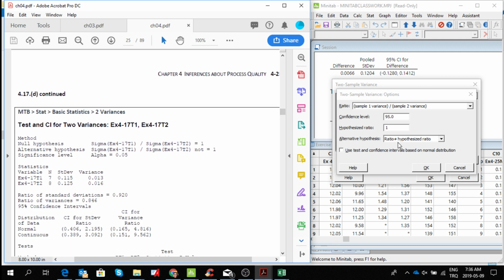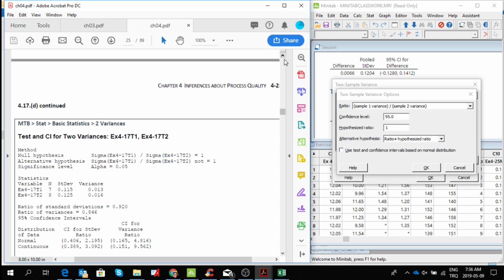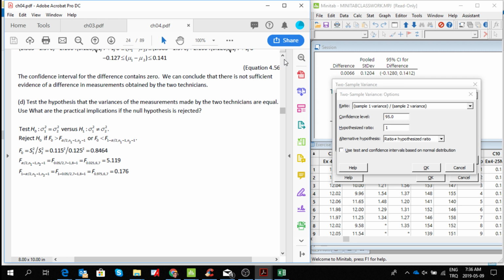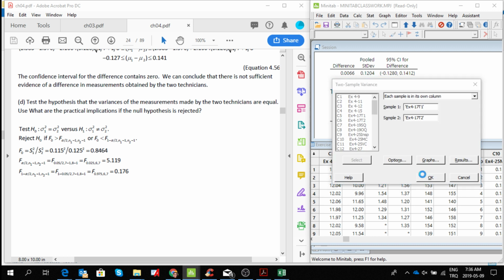The confidence level is 95%, so alpha is 0.05, and alpha over 2 is 0.025. The hypothesized ratio is 1, because of equality, and the alternative hypothesis is not equal to. Okay, let's click OK, and we click OK.